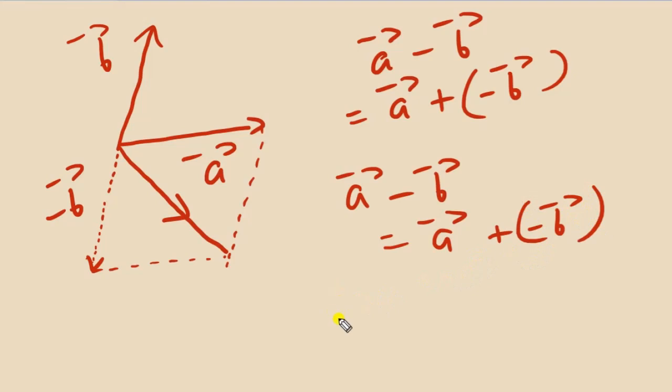Even subtraction is a kind of addition. When you are subtracting 3 from 2, you are just adding minus 3 to 2. Similarly, we can subtract two vectors using the triangle law of vector addition with the same logic. That is, the subtraction of two vectors is nothing but the addition of one vector with the negative of the other vector.